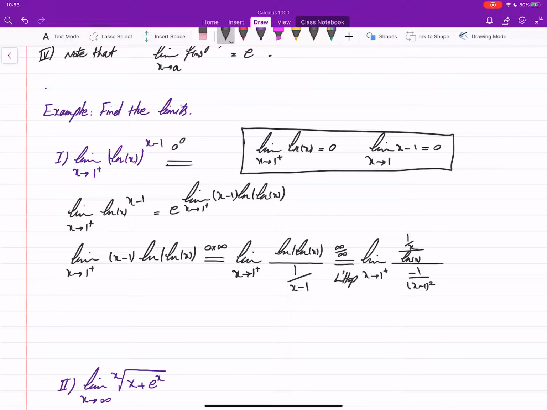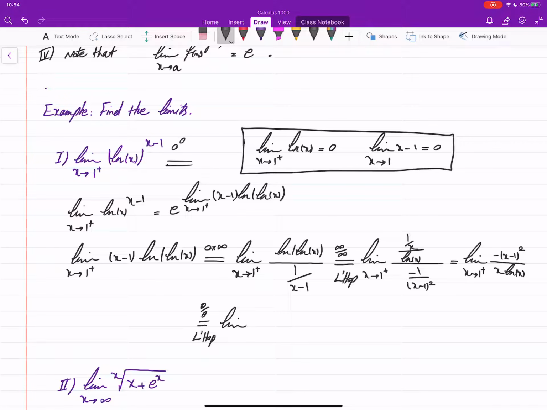Very nice. Let's just simplify this. As I always say, algebraic simplification is always a good thing to do before you look for any other trick. Here we will get this as x approaches 1 plus. Very nice. So here now we have 0 over ln x; as x approaches 1 it is 0, and this is 1 times 0. So we have this time 0 over 0, and we can use L'Hopital's rule.